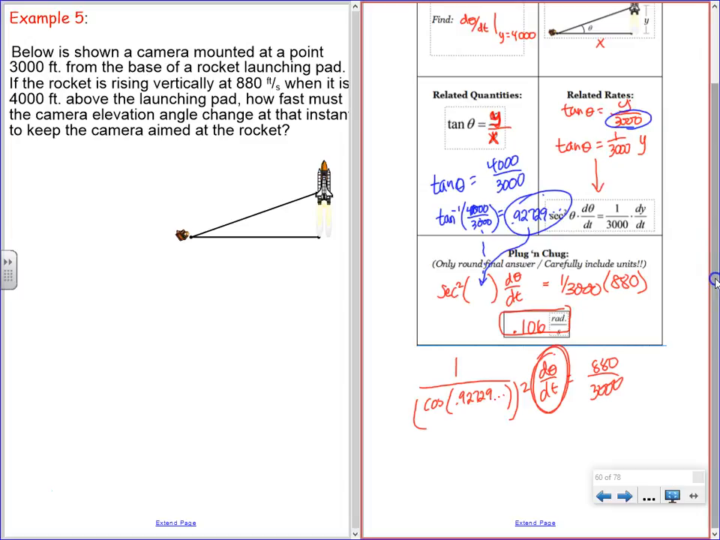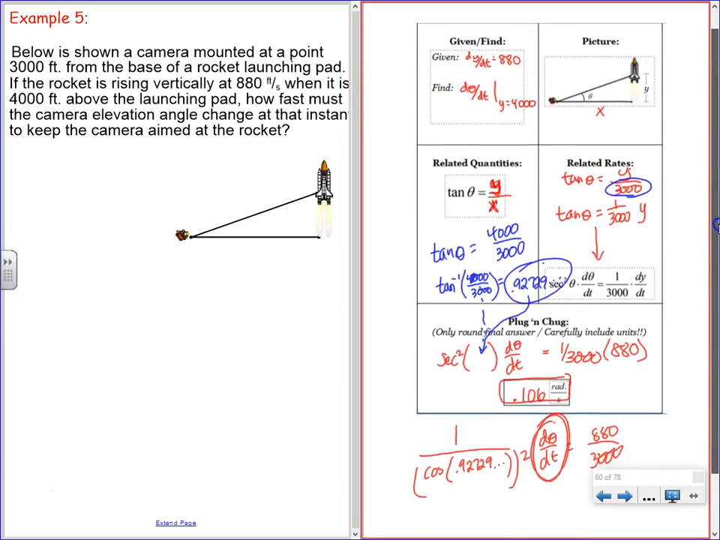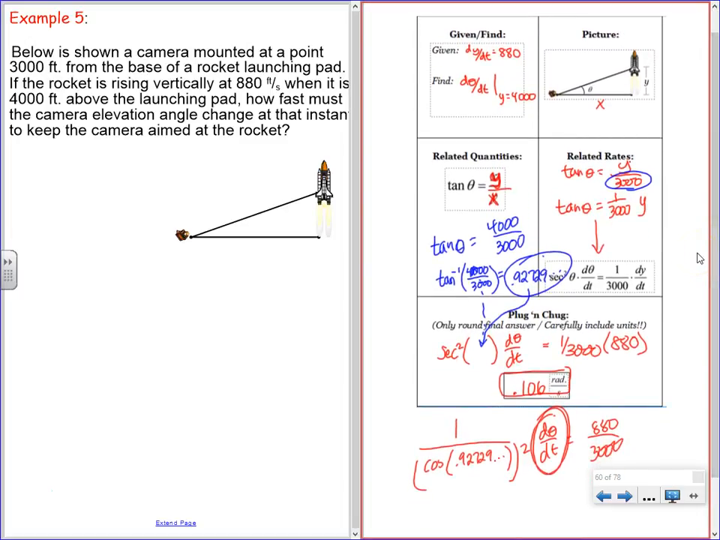It's off by the placer one. There you go. Alright. We are done with our related rates examples for right now.